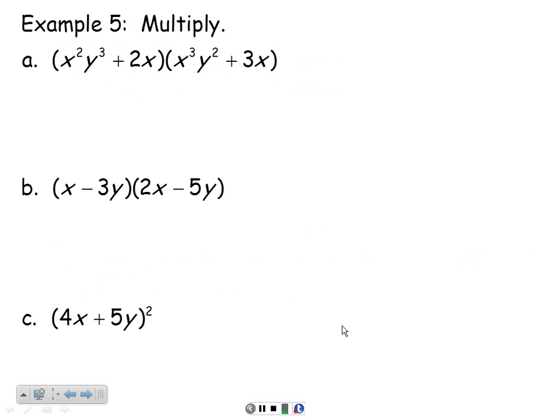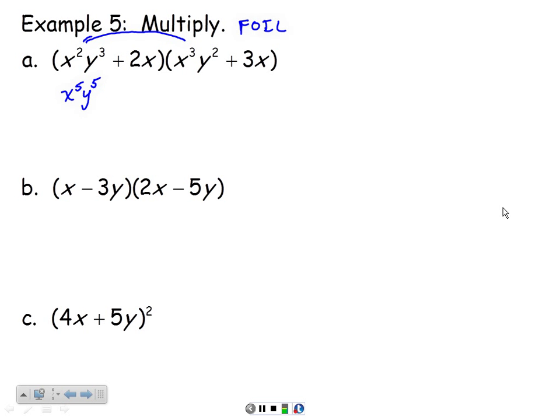Now, when you multiply, remember, we do need to add those exponents together. So for letter A, we have a binomial times a binomial. And remember, a binomial times a binomial, that's just the full method. And so we're going to take the first one, x squared y cubed times x cubed y squared. And so x to the second times x to the third, like bases, add the exponents. So we're going to have x to the fifth. Y to the third times y squared is going to be y to the fifth.